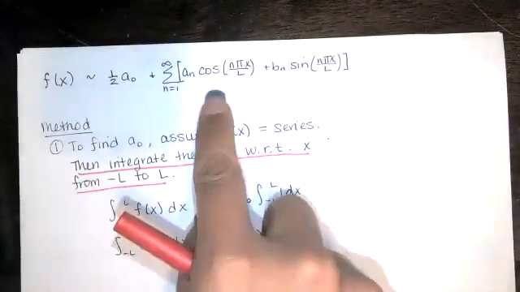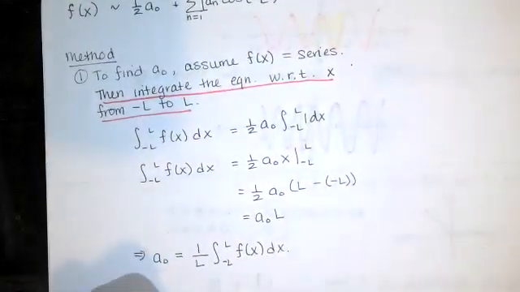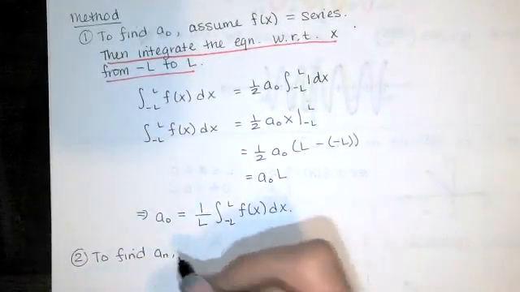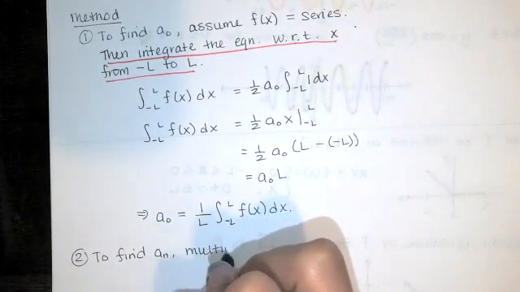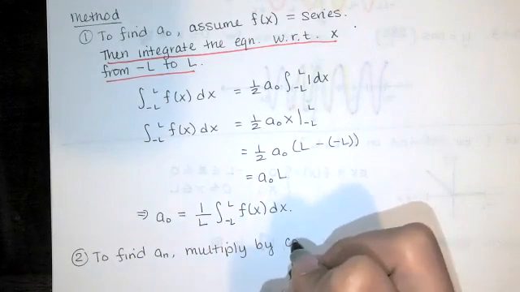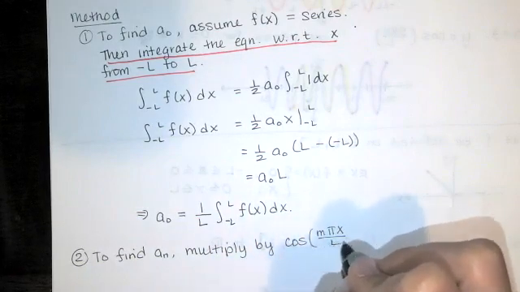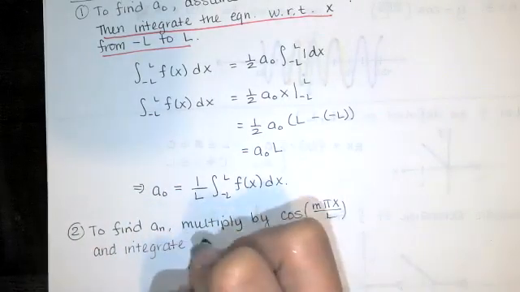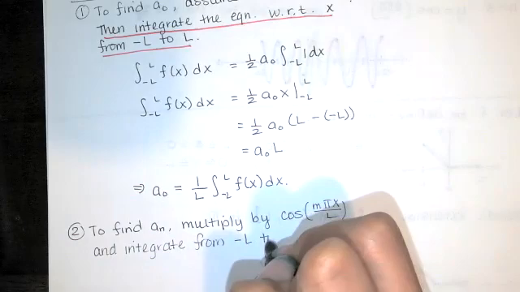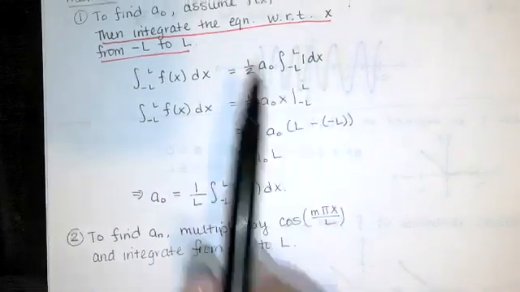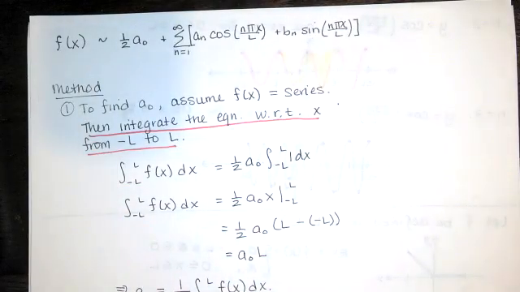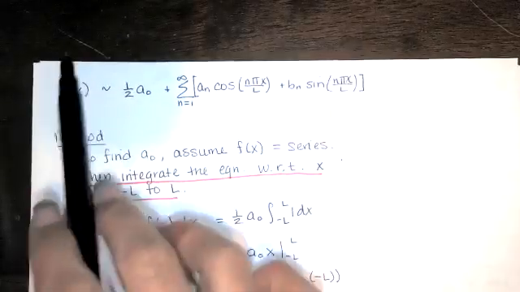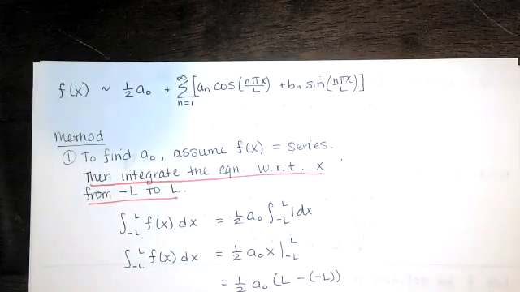So in order to find the a sub n, we'll multiply by cosine of m pi x over L and integrate from negative L to L. So if I multiply this now, thinking of it as an equation, and I multiply it by a cosine function, I'll have f times the cosine over here, and I'll integrate that. That'll be something that I can evaluate, typically using integration by parts.